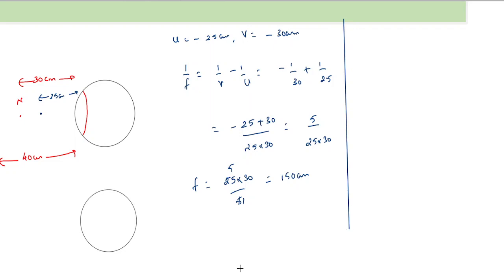The power in this case is equal to 1 by focal length, that's 1 by 150. Observe that this is in centimeter, so multiplying by 10 power minus 2 converts it to meter. 10 power minus 2 goes on top, it's 100 by 150, which is equal to 2 by 3 diopter. So this is the required power to see an object at the near point. That's the answer.